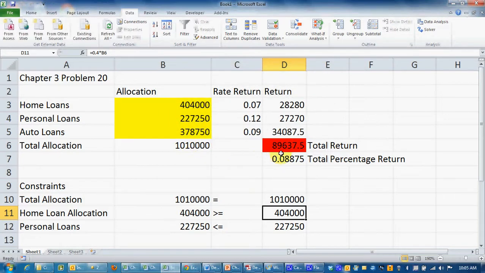How much did this change? Well, it was at 88,750. Now it's at 89,637, and we know it worked because the total allocation went up. So when we change that constraint, that total allocation went up there.